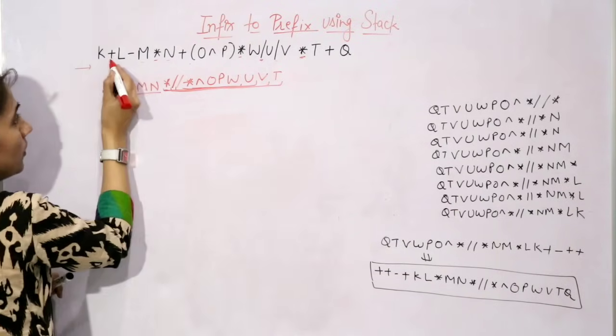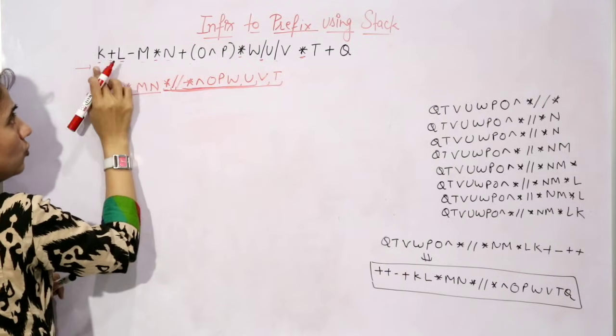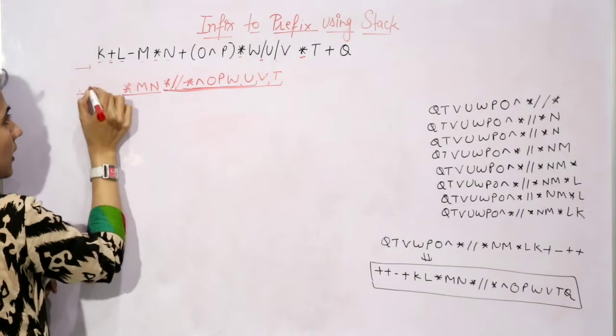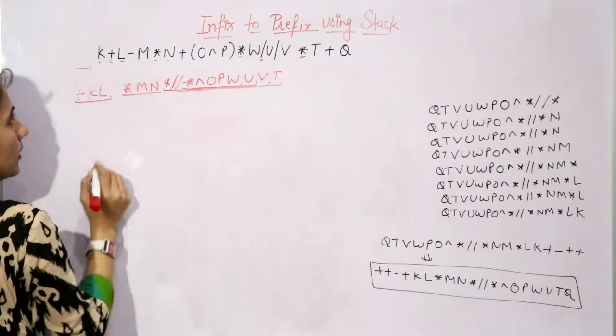So now for this plus, this is the operand, this is the operand, 1 and 2 operands are there. So for prefix you will write here plus before this k and l, kl. This is a complete operand.